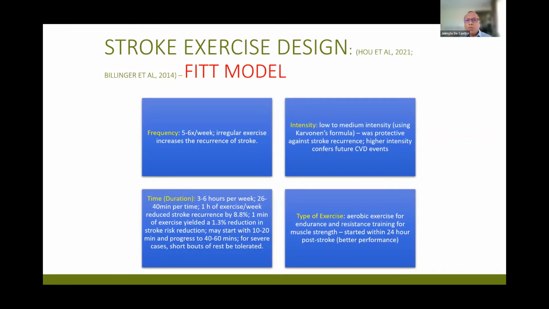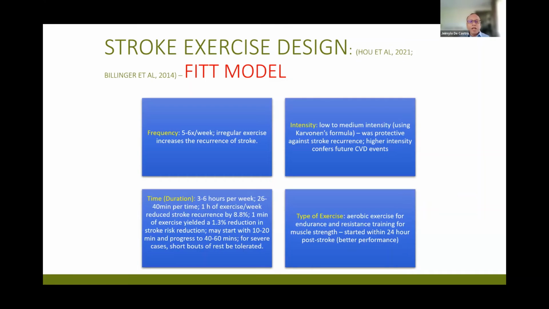Intensity, low to medium intensity. So you can compute, okay? So usually maximum heart rate minus resting heart rate times how much intensity do you want to start, 60%, and then plus resting heart rate again. So when you do that computation, that is the Karvonen formula, you get the target heart rate, and you'll be able to find out how to go about your exercise so that it would not exceed your target heart rate. Now, higher intensity confers future cardiovascular events.